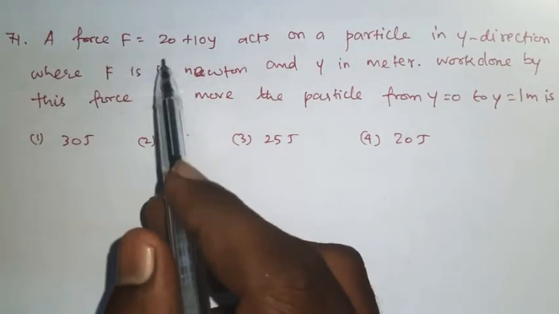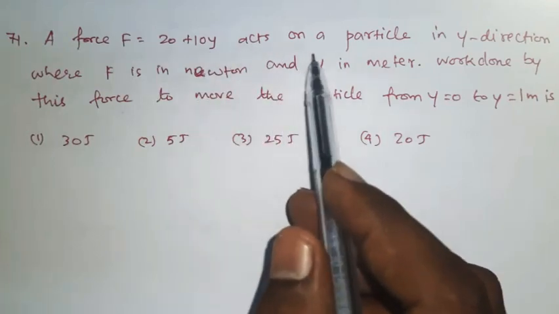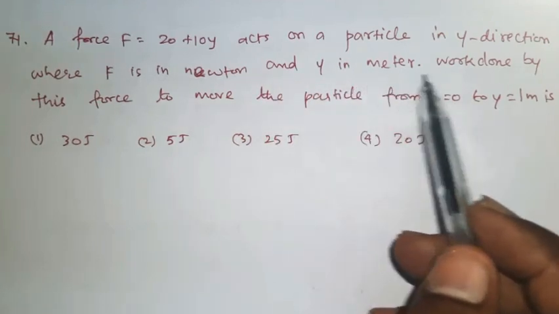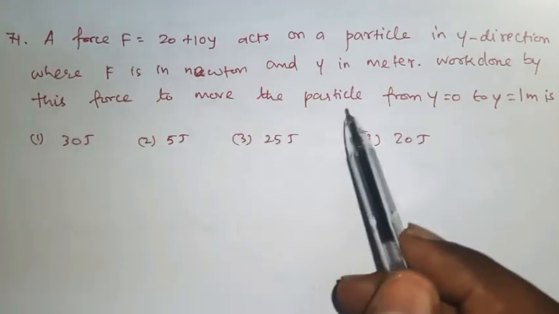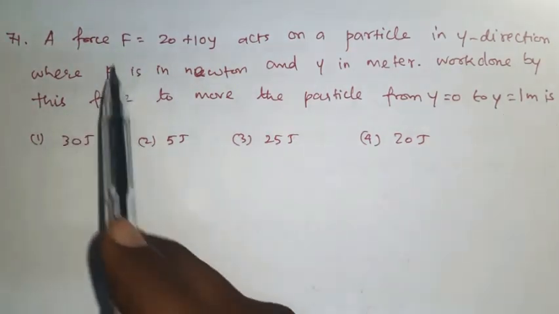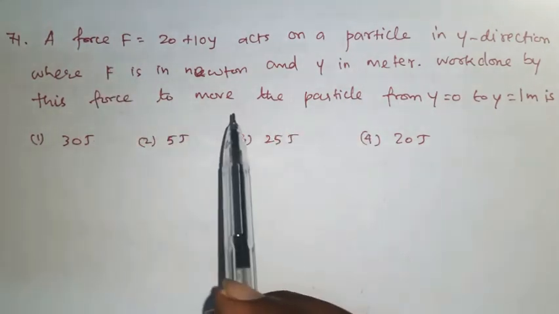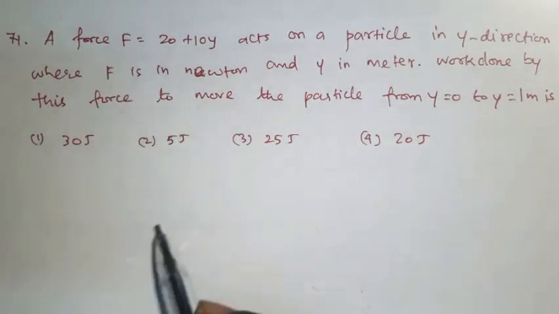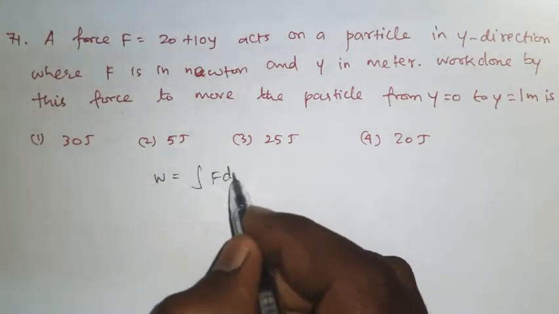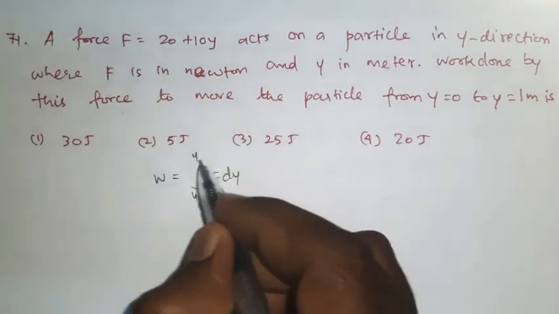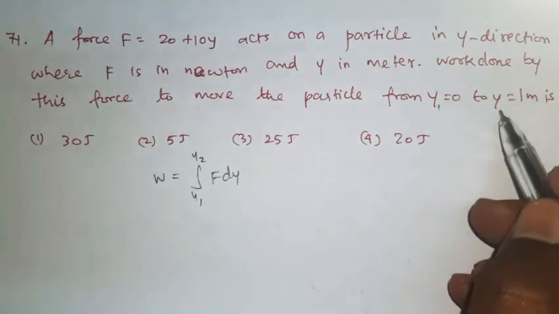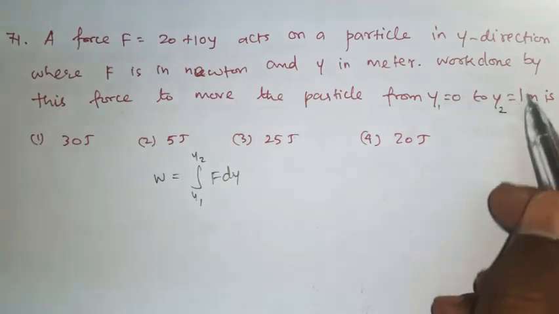Question number 71. A force F = 20 + 10y acts on a particle in the y direction, where F is in newtons and y in meters. What is the work done by this force to move the particle from y = 0 to y = 1 meter? The relation between force and work done is W = ∫F dy, with lower limit y1 and upper limit y2. Here y = 0 is taken as y1, and y = 1 meter as y2.